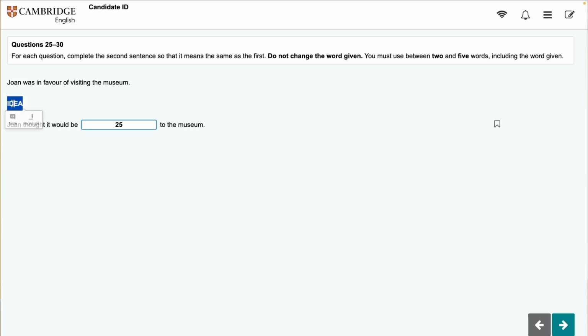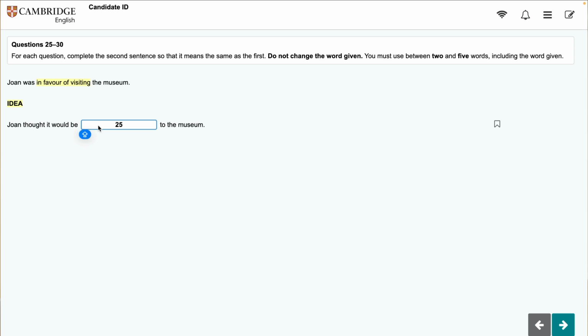Oh, I've used the word here, so I'm going to highlight it. And now the sentence below. John thought it would be to the museum. Which part of the first sentence is missing here? Okay, this is in favor of visiting. Perfect. I'm going to highlight it as well. And now let's try to transform this part using the word idea.